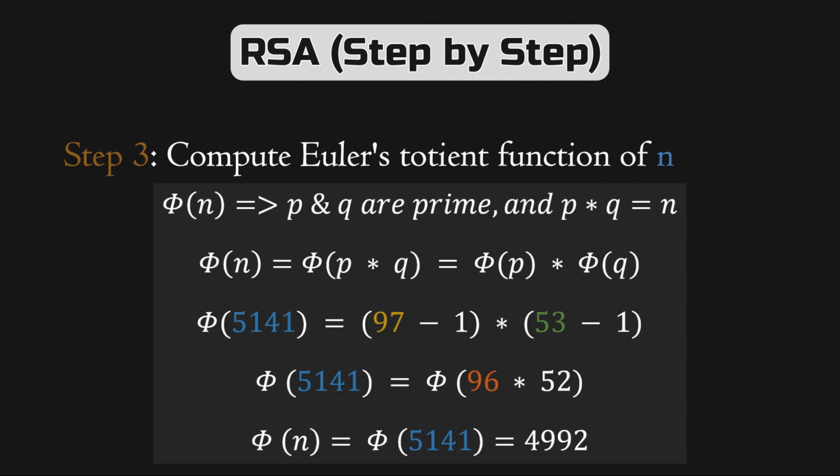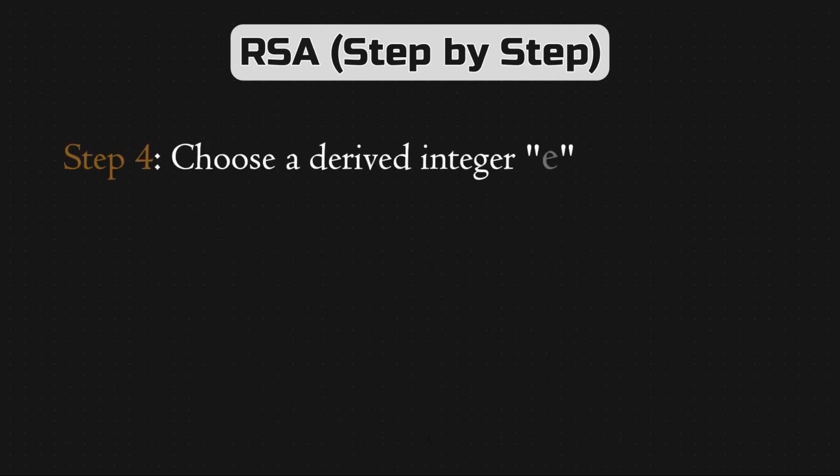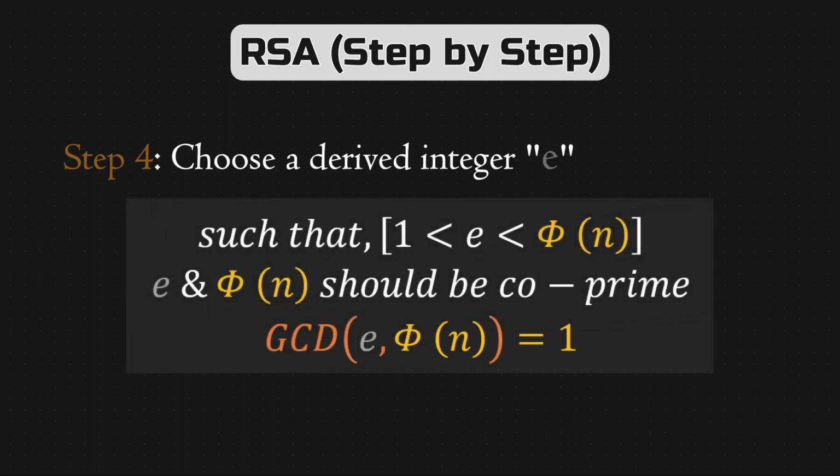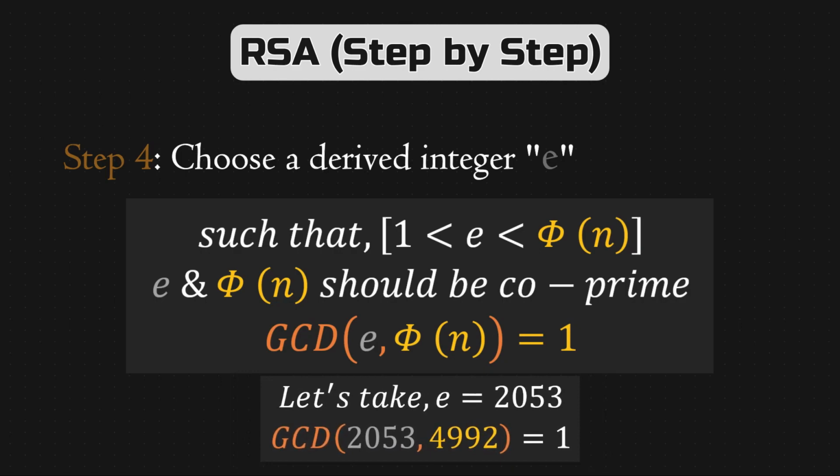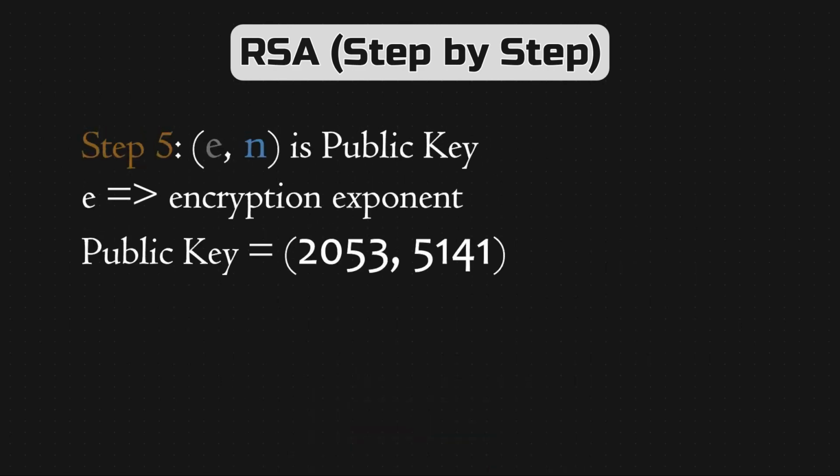Once we calculate phi n, the next step is to choose a derived integer e such that it should be greater than 1 and less than phi n. Also, it should be coprime to phi n, which means the GCD of phi n and integer e must be 1. Let's take e as 2053. Step 5 is all about the public key exponent.